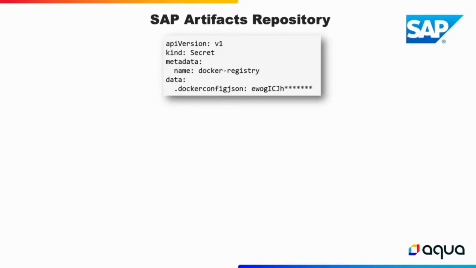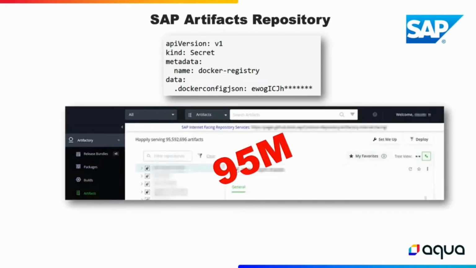And in the Artifactory, we managed to find over 95 million artifacts. Imagine a case where an attacker gains access to such an Artifactory and starts to enumerate there, find more passwords, and learn about the organization. This could be devastating for the organization. That's why we immediately reported to SAP, and they mitigated the issue and acknowledged us.